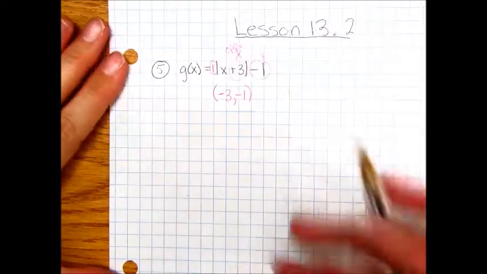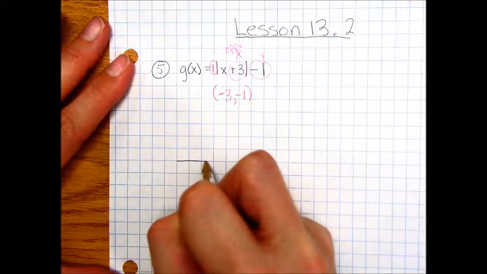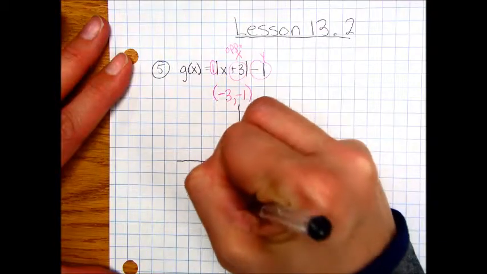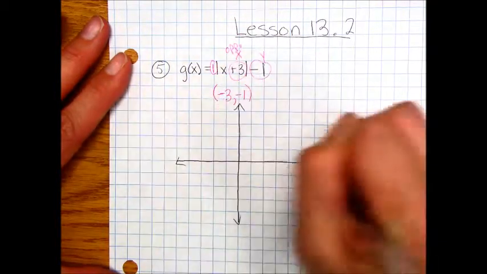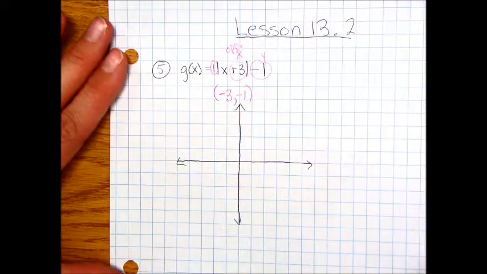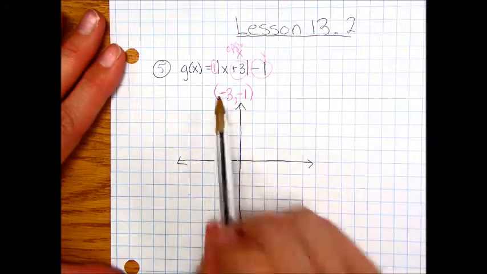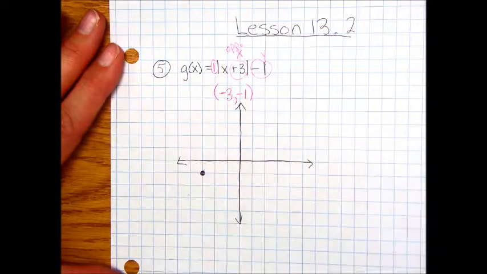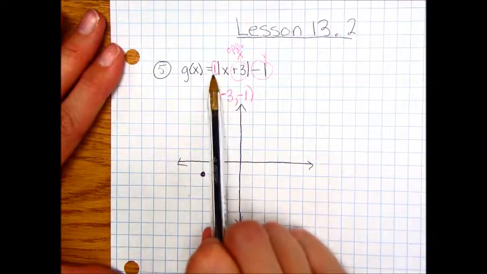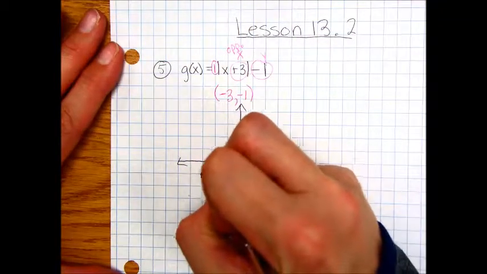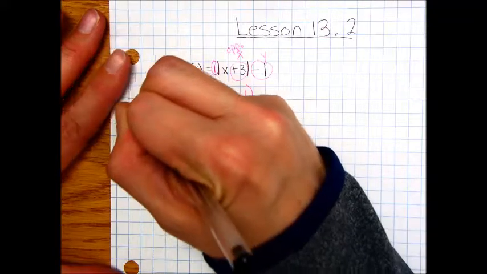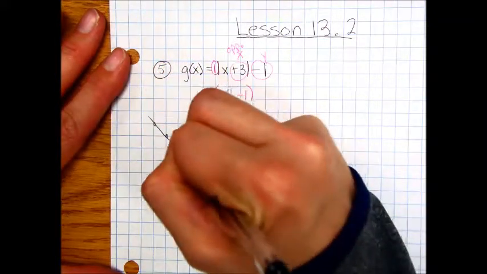So here is what you should be doing on your graphs today. Now that you know what this should look like, go ahead and draw yourself an x and y axis. As long as you're counting by ones, I don't need you to number it. You're going to put a vertex at -3, -1, right? And the slope of the sides is going to be 1. So you should go up 1 over 1 in each direction to make the V shape.